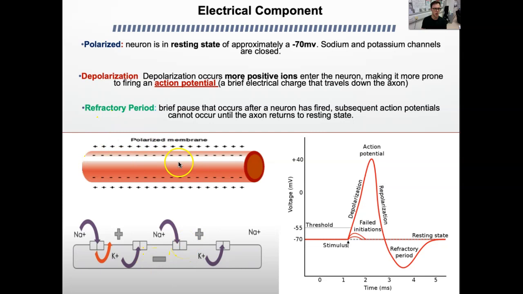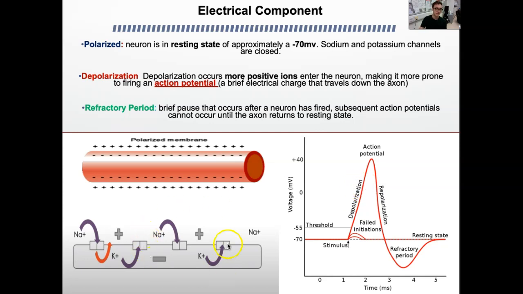Now here, our polarized membrane is at its resting potential. So we have all negative charges inside this axon membrane, okay? And if we look over here at this chart, we see our resting state at negative 70 millivolts. It has that threshold here at about negative 55 millivolts. Once it reaches that threshold, it's able to fire, and it depolarizes.